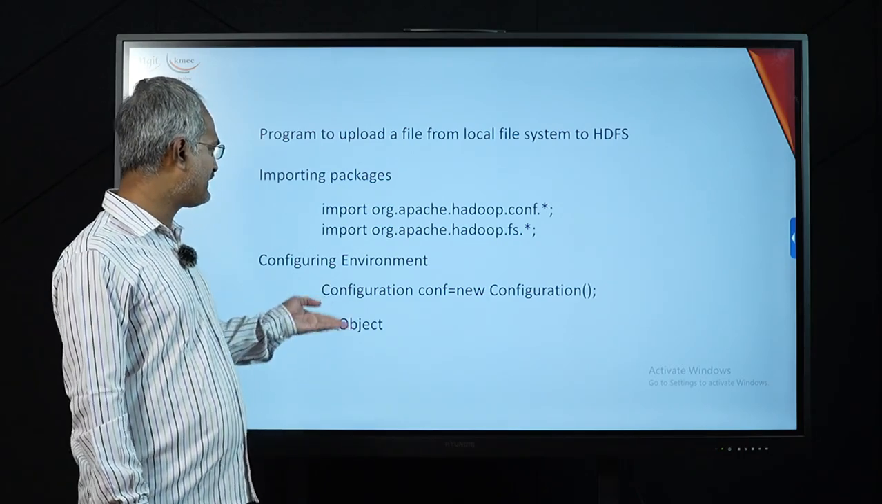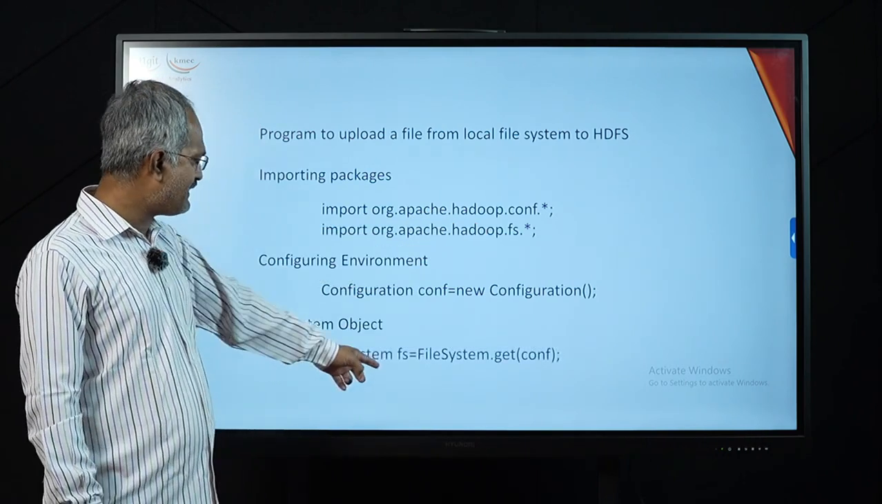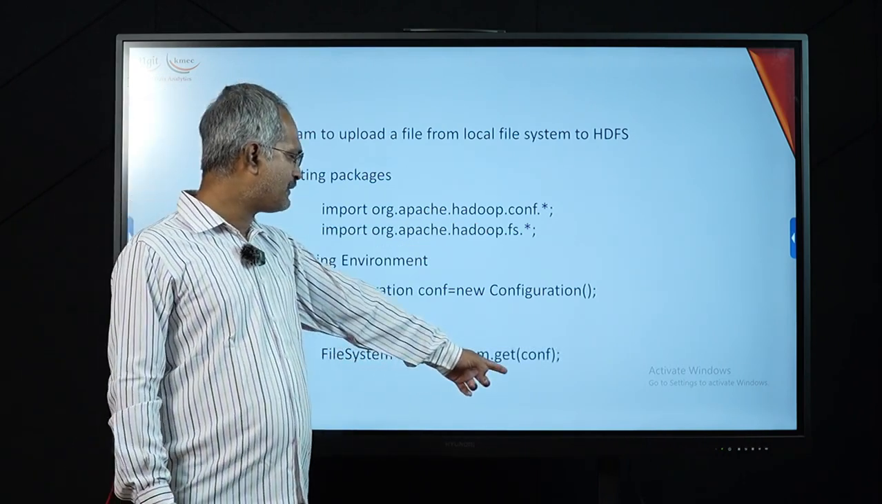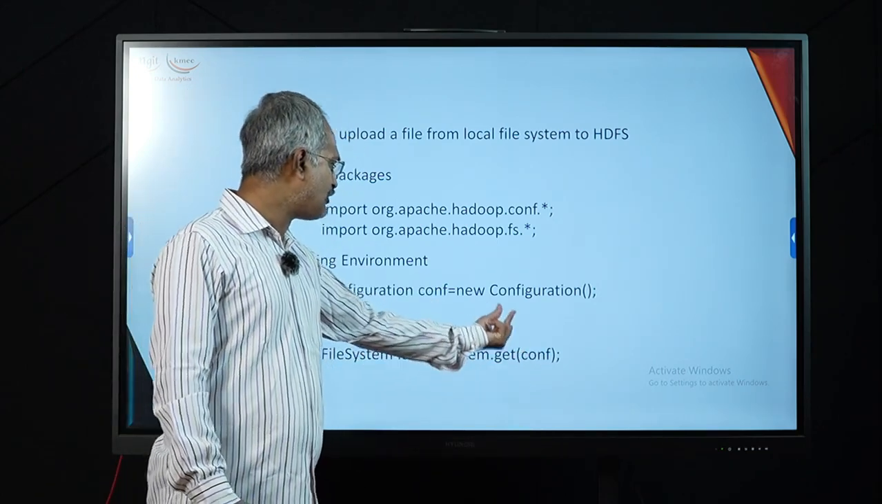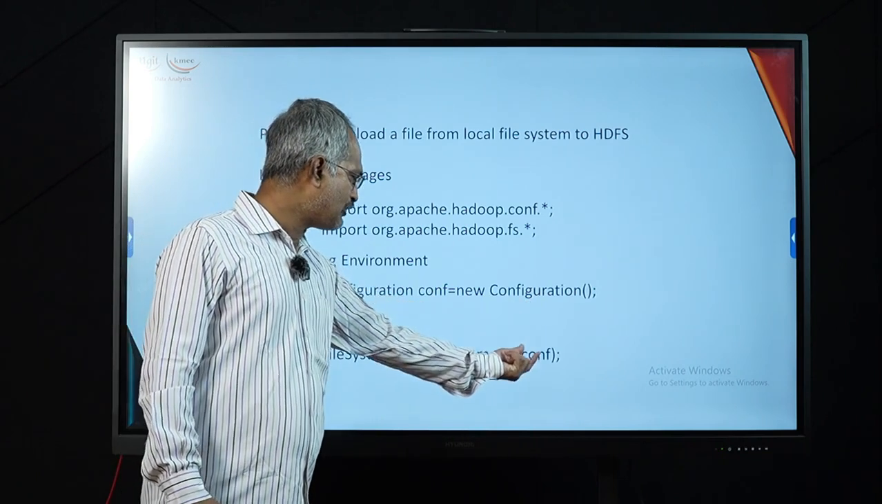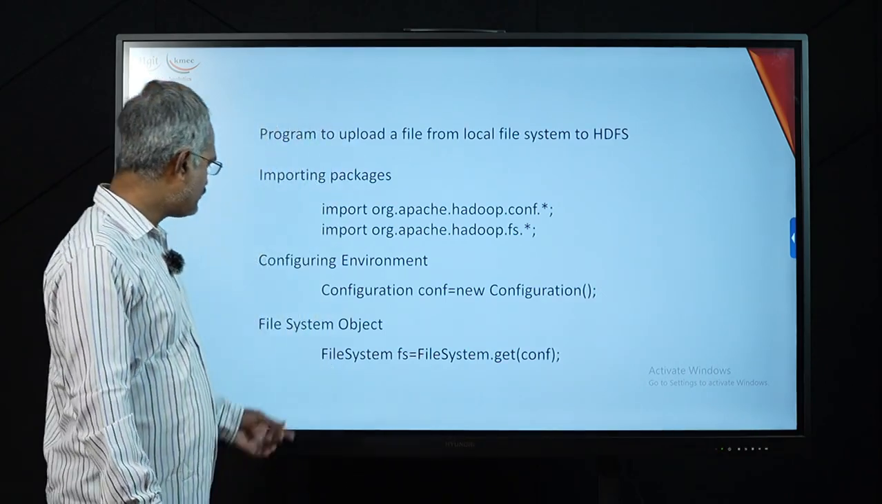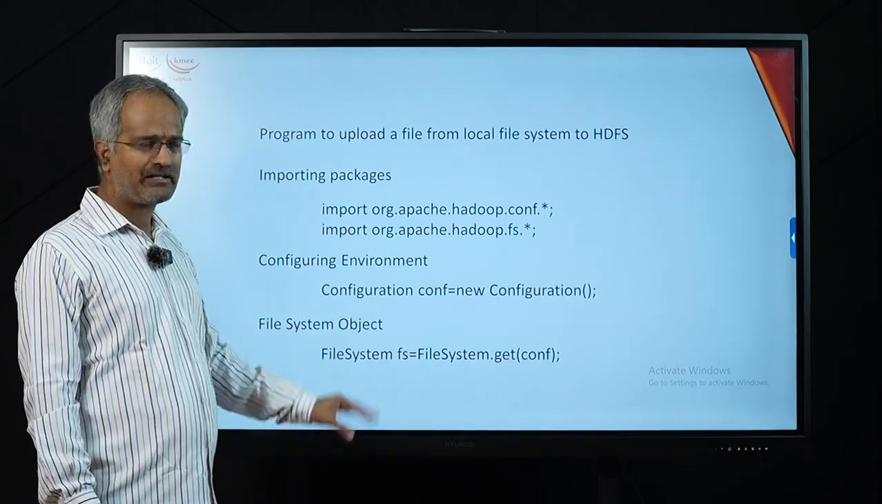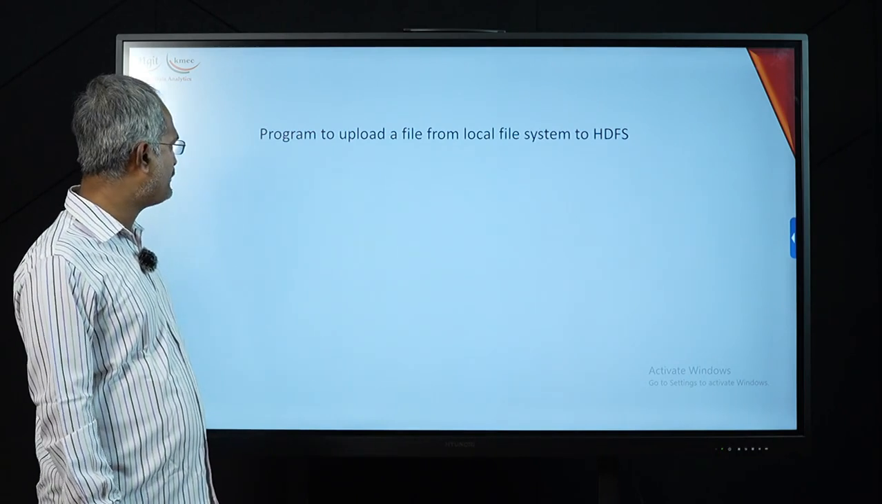And then we create the file system object. Next step, from the second package we take the file system object: FileSystem fs = FileSystem.get(conf), meaning that the configuration we have already set will be taken and assigned to that file system. So this is the file system object creation. We have created the configuration and file system objects.